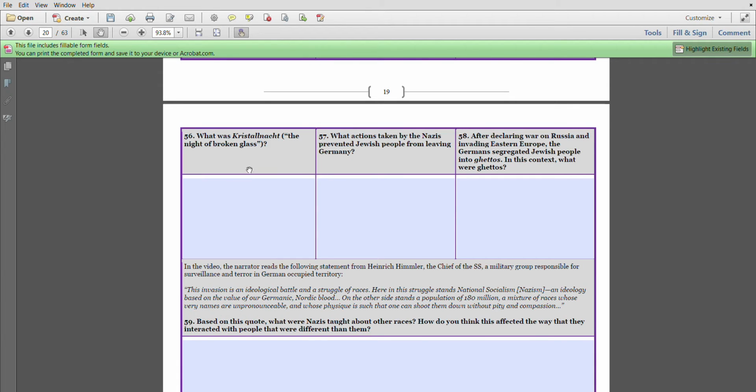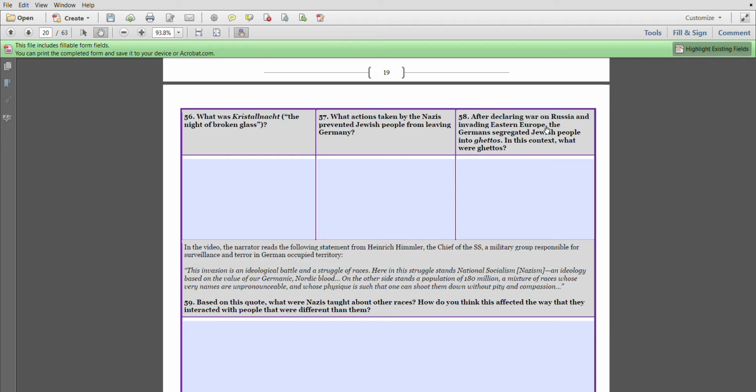56. What was Kristallnacht, the night of broken glass? I know I didn't say that properly, but I don't speak German. 57. What actions taken by the Nazis prevented Jewish people from leaving Germany? 58. After declaring war on Russia and invading Eastern Europe, the Germans segregated Jewish people into ghettos. In this context, what are ghettos?